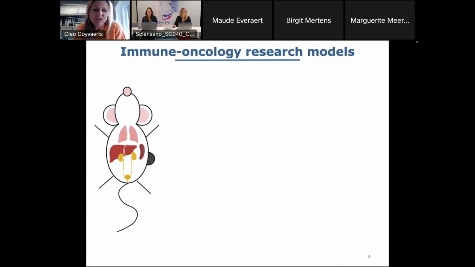So you can imagine that it's not so obvious for an immunologist to look into the immune system interacting with the tumor in vitro. So we were pretty dependent on mouse models.